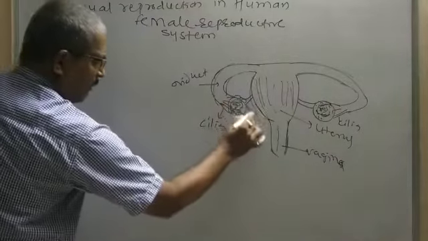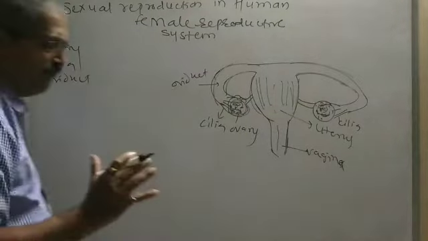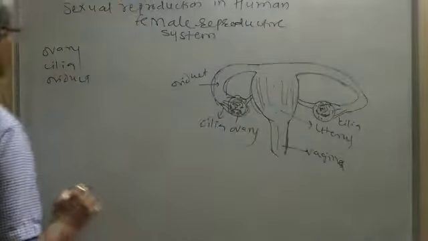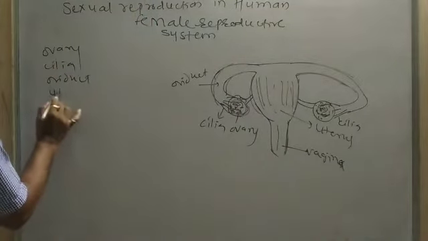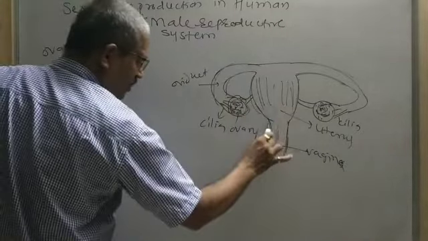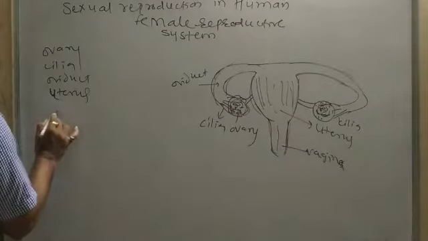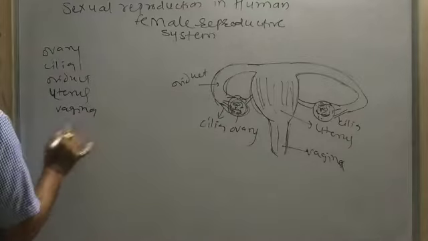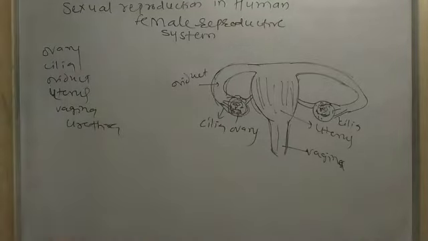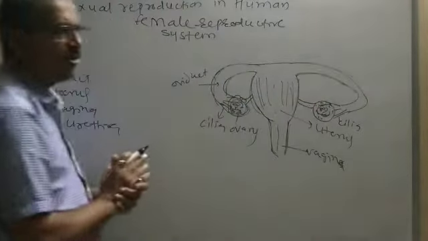Now this big, flexible muscular bag, which can contract and stretch so much, is called the uterus. And just below this uterus is the vagina. The vagina contains the urethra. The urethra is also common. Now, how does this female reproductive organ work?